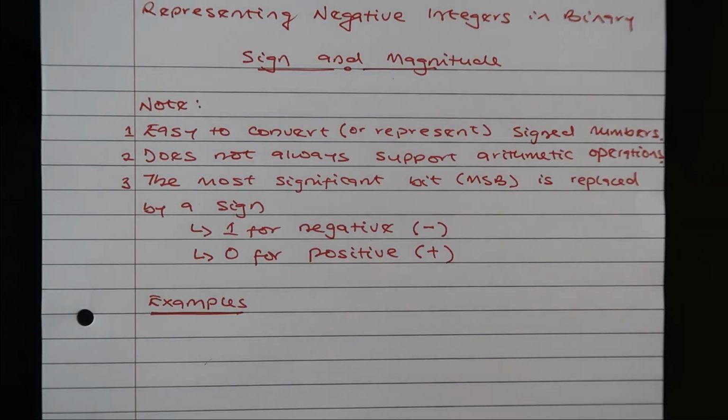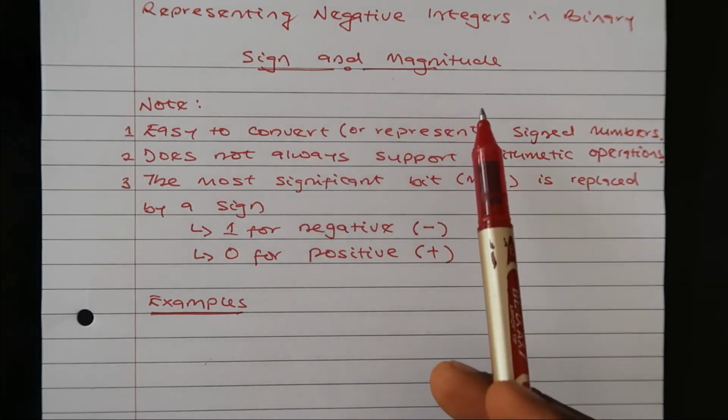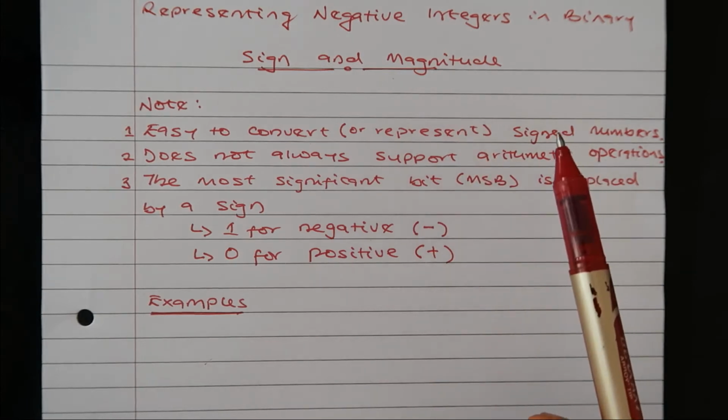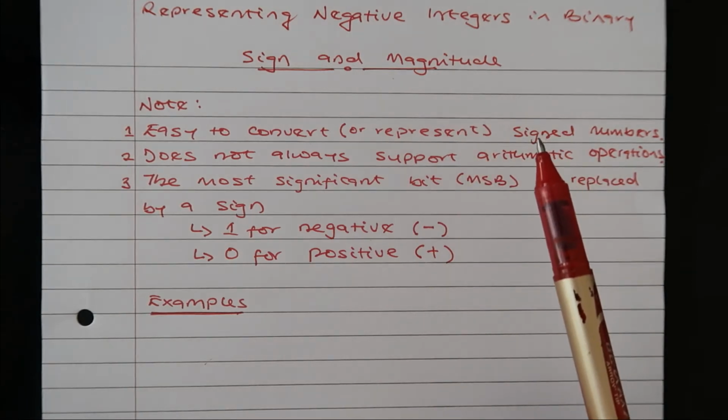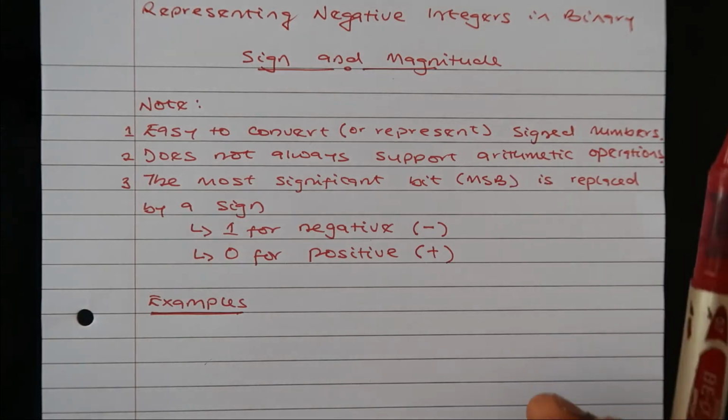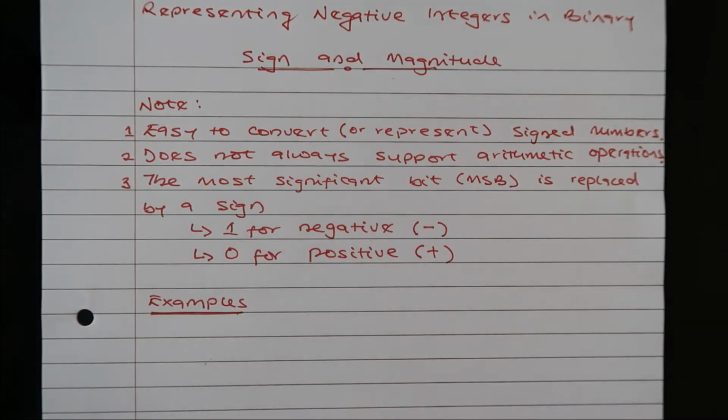Hello everyone and welcome. In this video, we'll be looking at how to represent signed numbers. We'll see how negative integer numbers can be represented using sign and magnitude. There is another method which I'll be showing you, that's using 2's complement, but we'll focus now on just using sign and magnitude.